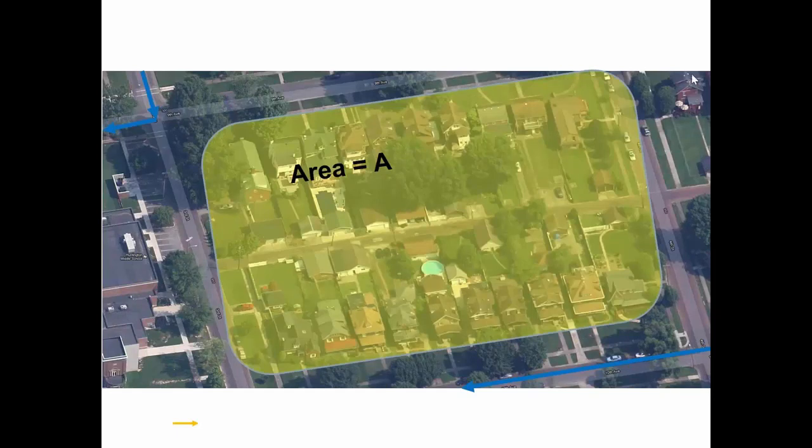This is 4th Street and 3rd Street, 9th Avenue, and 10th Avenue. So let's say that we could measure that area and express it either in terms of square meters or in terms of acres. So we have some area of interest.